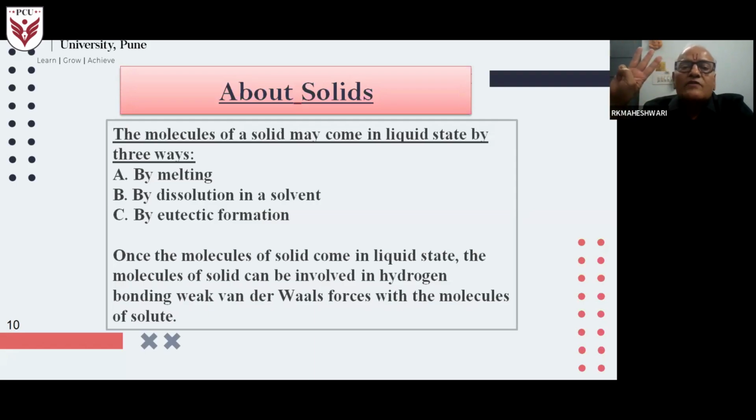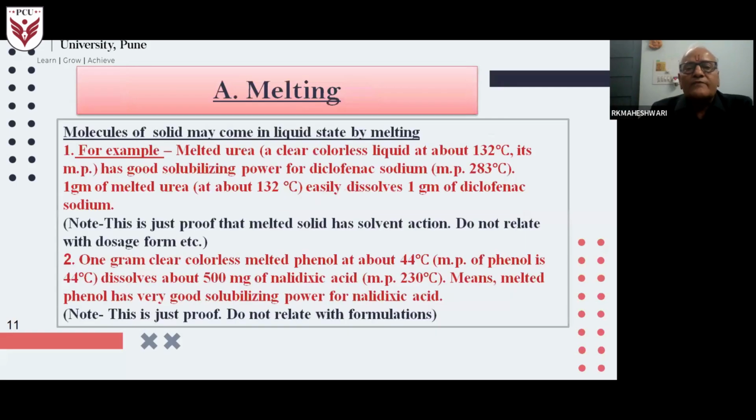So there are three ways by which the molecules of a solid may come in liquid state. Number one, by melting. If you melt a solid, molecules come in liquid state. Number two, by dissolution in a solvent, the molecules will come in liquid state. Number three is eutectic formation. All these examples I will give briefly. So, firstly, the examples of melting. Then I will discuss the proofs of how we can say that solids possess solubilizing power. Please do not relate it with formulations and all that. Okay, we just have to see the proof. How can we say solids possess solubilizing power?